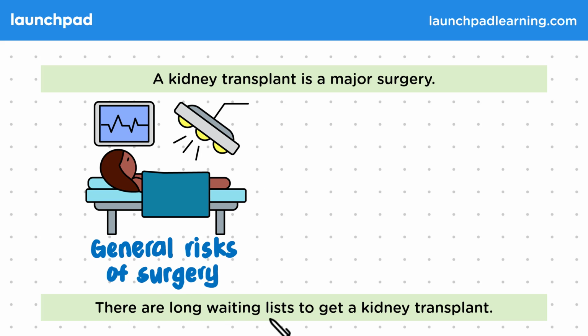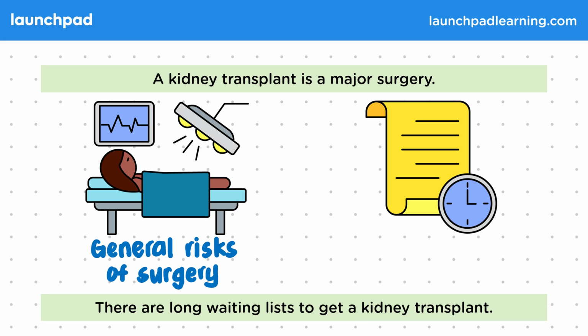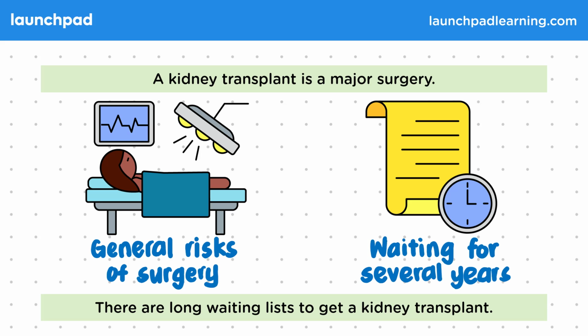There are long waiting lists to get a kidney transplant. In fact, a typical wait for a deceased donor kidney transplant is several years. In the meantime, the patient would continue with dialysis. What other risks are associated with transplant surgery?